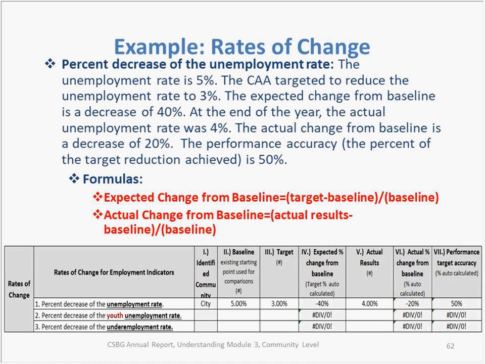At the end of the initiative period, their actual results were a 4% unemployment rate. The work that the community action agency did contributed to reducing the unemployment rate to 4%. Column 6 is the actual percent change from baseline. So this is where the formula is. The actual change from baseline is a 20% decrease in the unemployment rate. The 7th column is the percent target accuracy, and that will auto-populate. The percent target accuracy is 50%. So columns 4, 6, and 10 will have formulas embedded in them. Next slide.